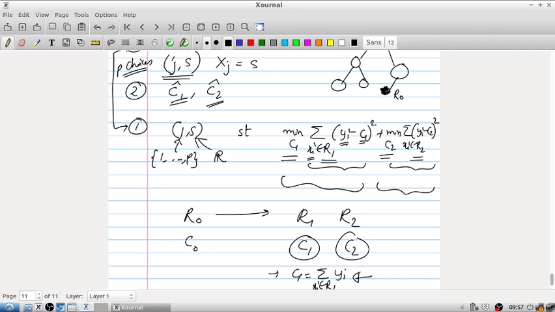Any confusion? I hope this is congruent with what you've seen in data mining class.